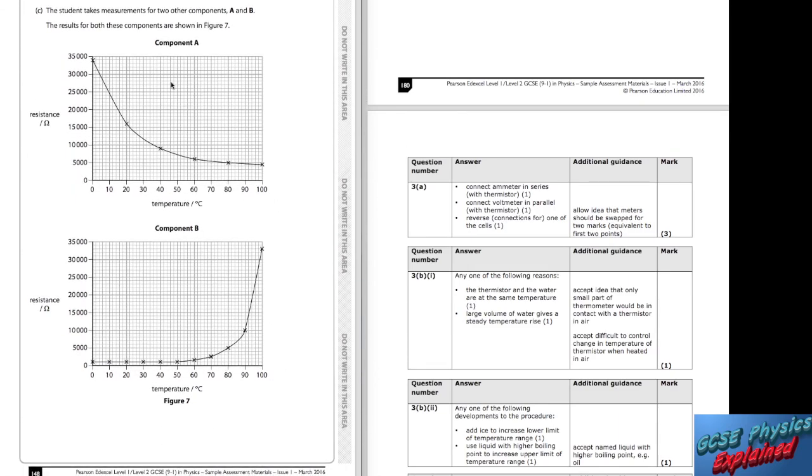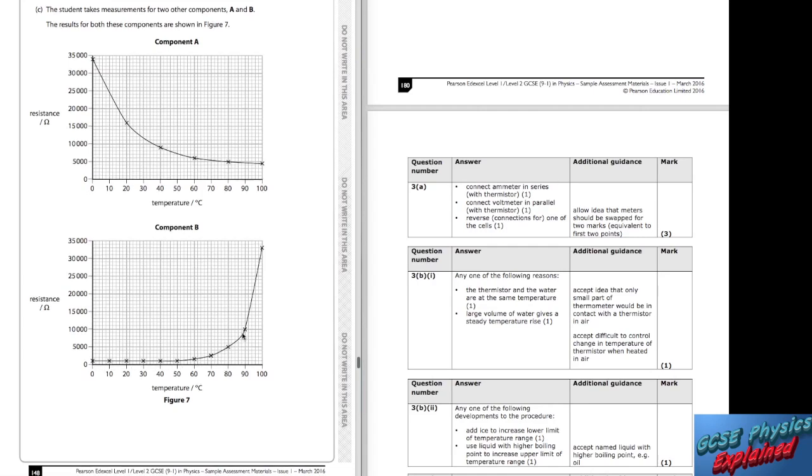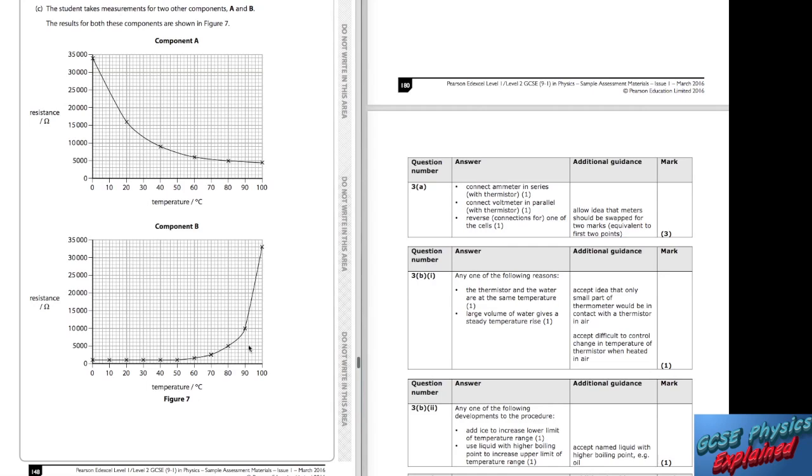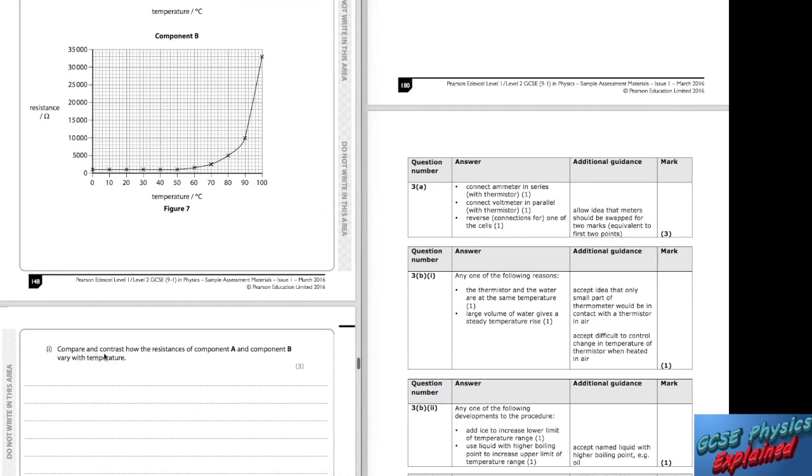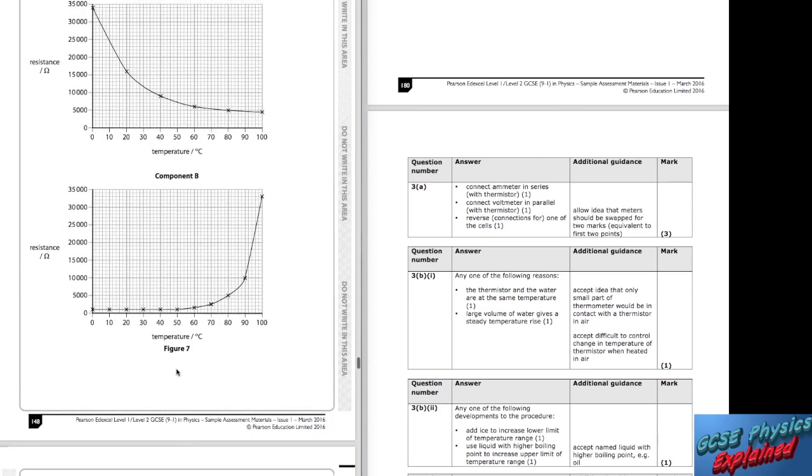Question C. The student takes measurements for two other components, A and B. The results for these components are shown in figure 7. Okay, so component A, resistance up the side, temperature along the bottom. You can see that the resistance is getting lower as the temperature is getting higher. Whereas for component B, as the temperature is increasing, eventually the resistance increases. And the question says, compare and contrast how the resistances of component A and component B vary with temperature.